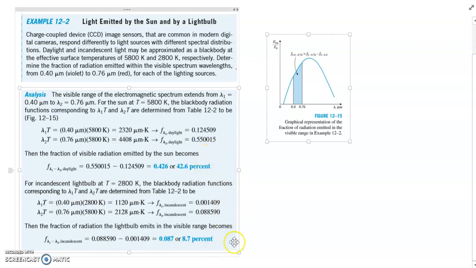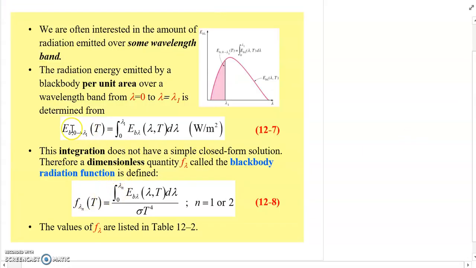Since the question only asks for the fraction, this is the final answer for each type of lighting source. But if the question asks you for the total energy, you need to multiply, because if you are interested in the whole energy from these two wavelengths, you need to multiply.